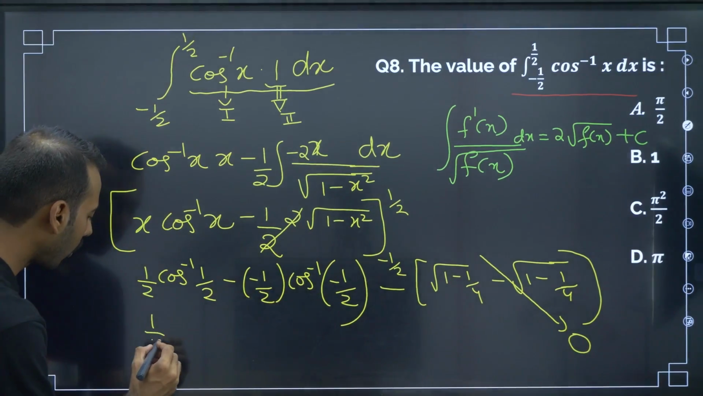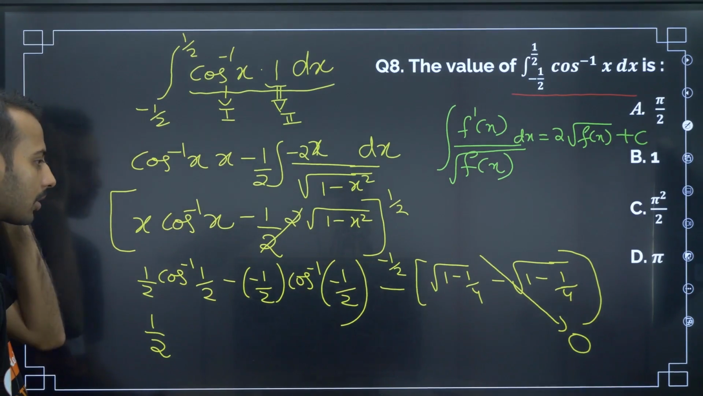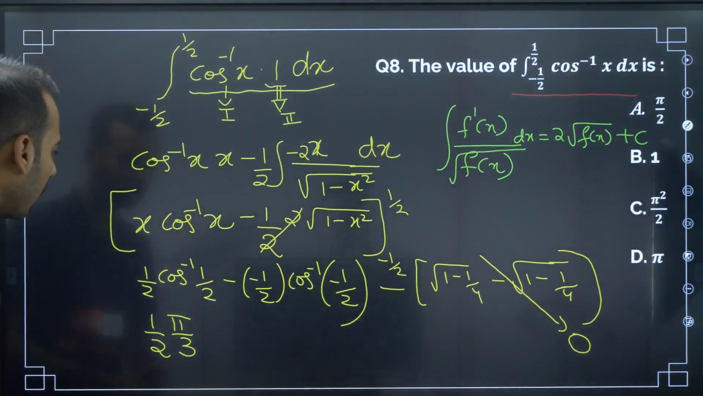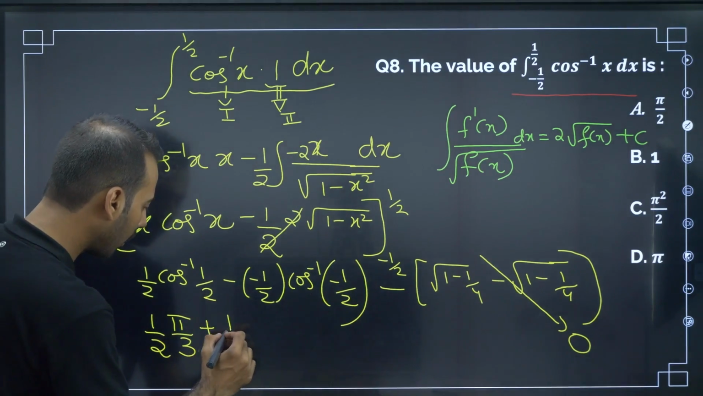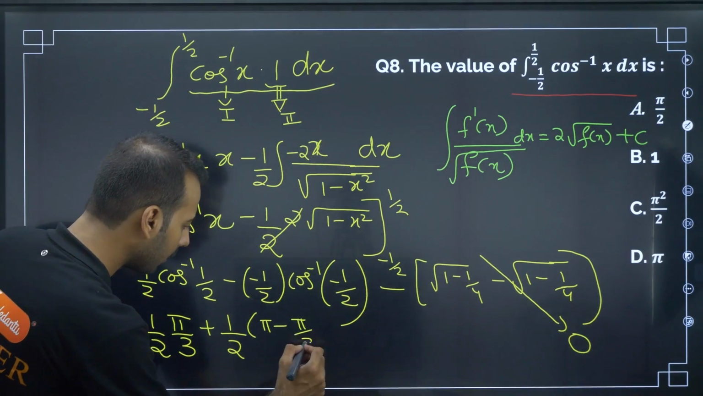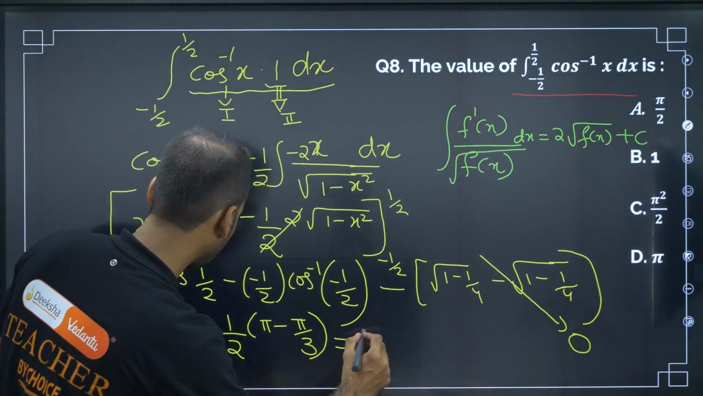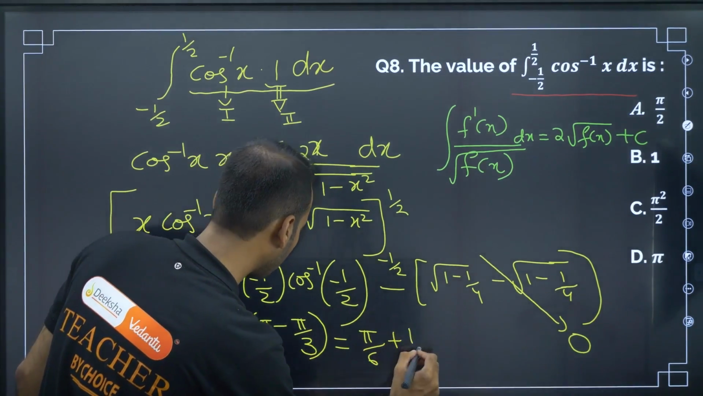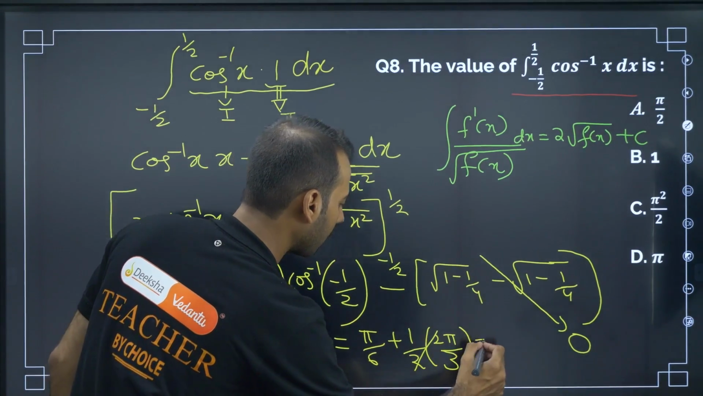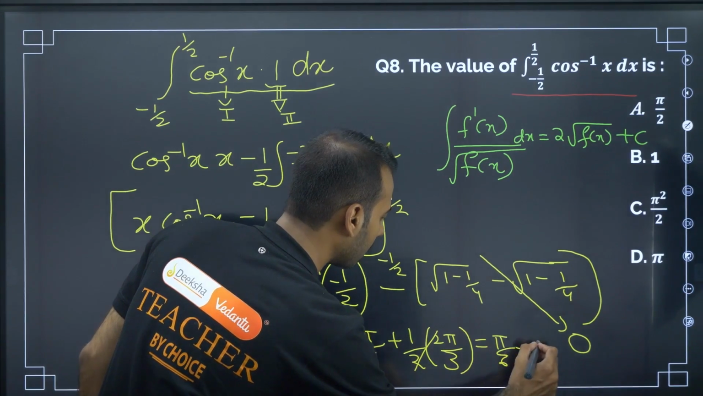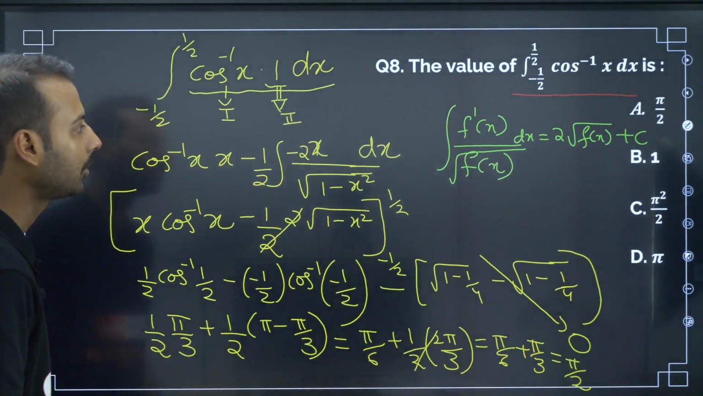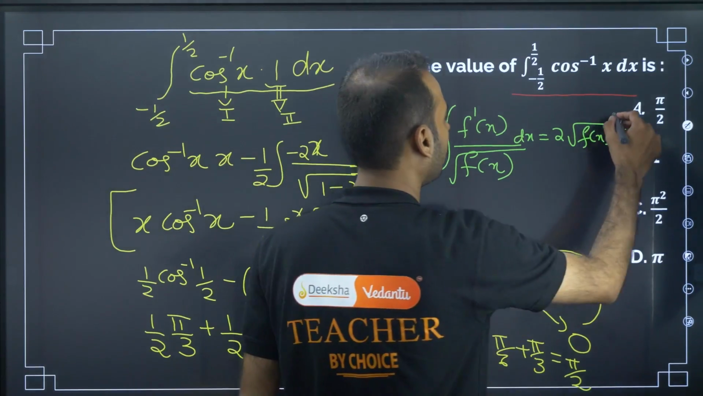Next, 1 by 2 cos inverse 1 by 2 is cos 60, so pi by 3. Next, what about this cos inverse of minus 1 by 2? This is pi minus pi by 3, so this is equal to pi by 6 plus 1 by 2 times 2 pi by 3. The 2s will get cancelled, pi by 6 plus pi by 3 is equal to pi by 2. Is there any such option like pi by 2? Yes, A is the answer.